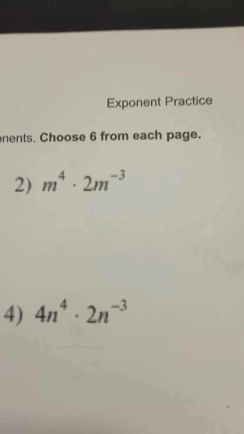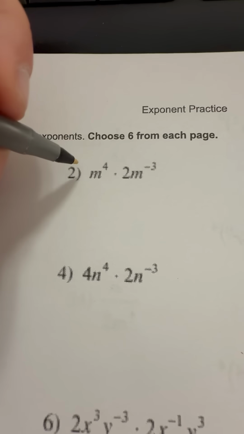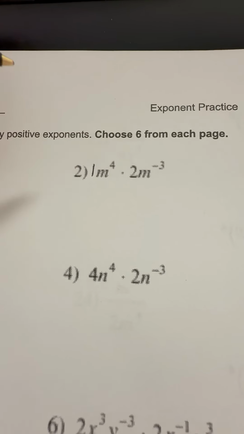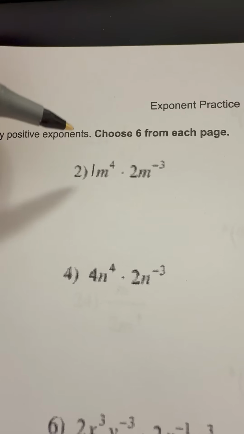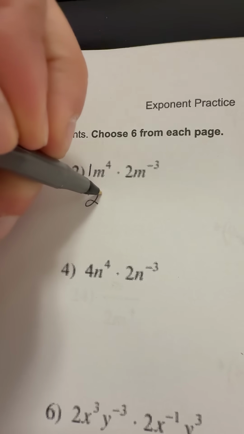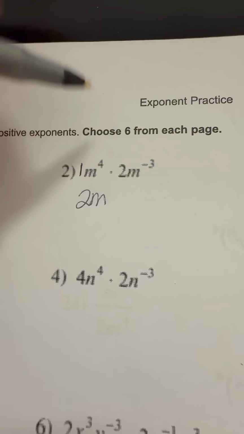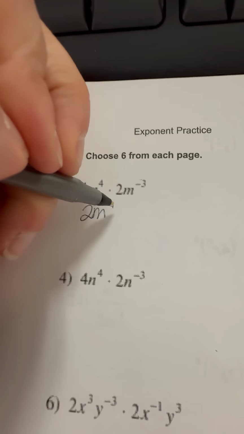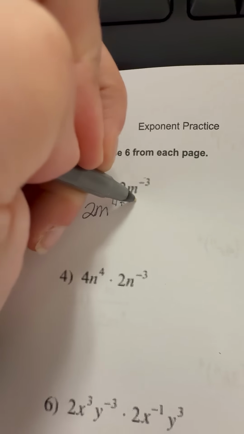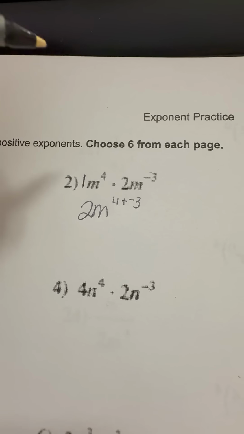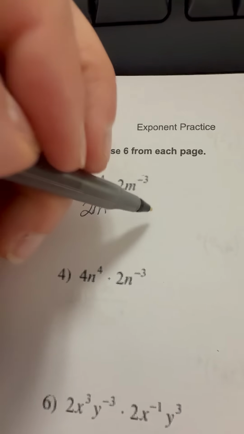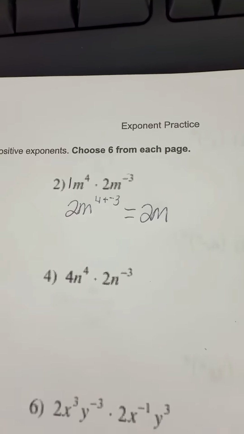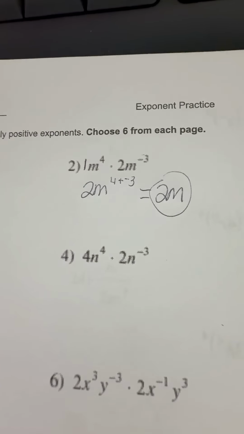Let's take a look at the next one. Do the same thing. There is no number here, so we're going to pretend like there's a 1 there. We just do the number 1 times 2, which is going to be 2. Bases are the same, it's m, so we do addition. So we're going to add 4 plus a negative 3, or just minus 3. It looks a little messy when you do it that way. And 4 minus 3 is 1, so you're left with 2 times m.